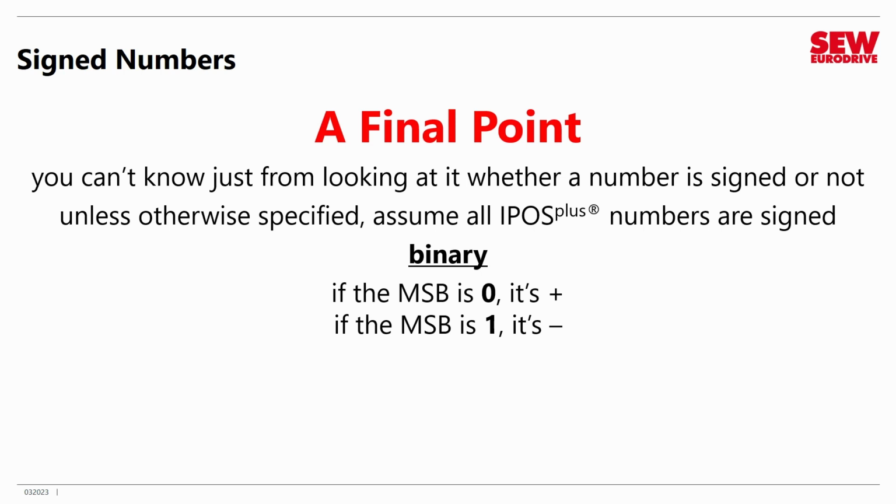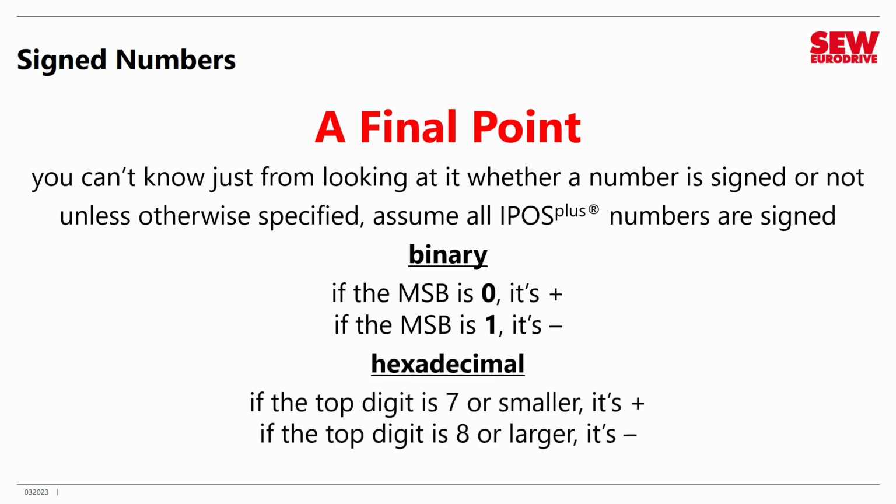So you look at a number, and if it's in binary, if the most significant bit is 0, it's positive. If it's 1, it's negative. What about hexadecimal numbers? How can you tell with them? Well, it's easy. If the top digit is 0, 1, 2, 3, 4, 5, 6, or 7, it's positive. If it's 8, 9, A, B, C, D, E, or F, it's negative. Just remember that, and you'll be okay.